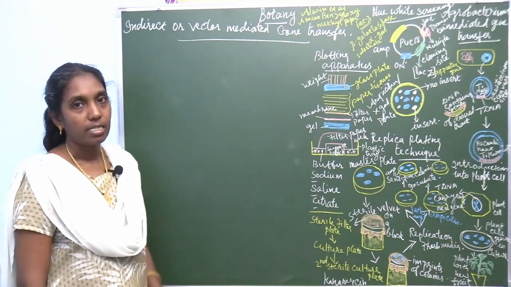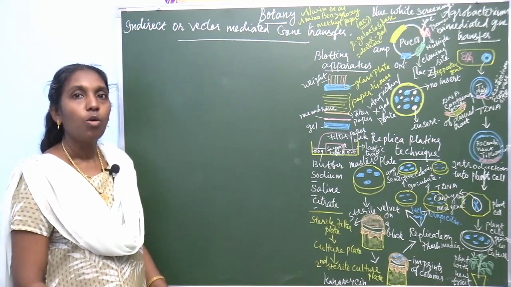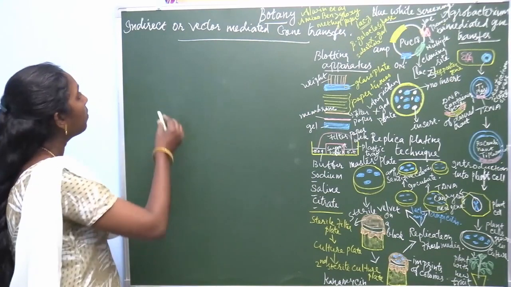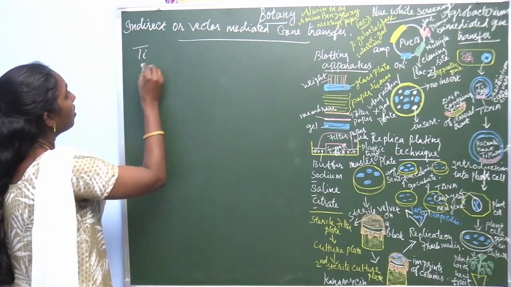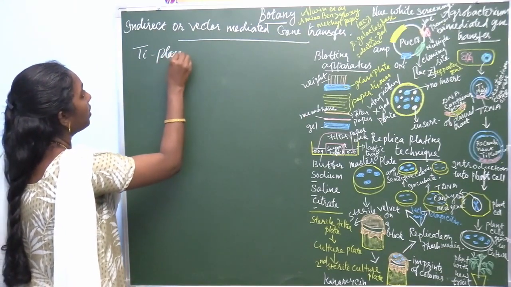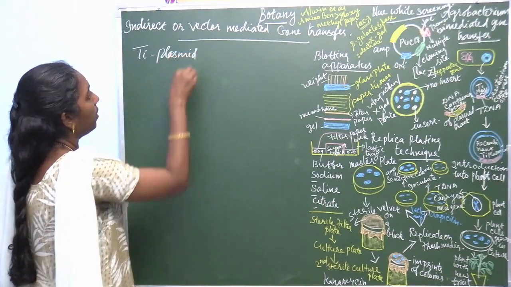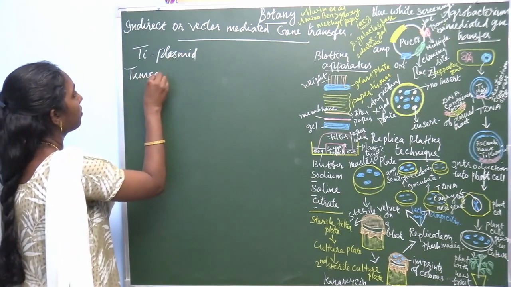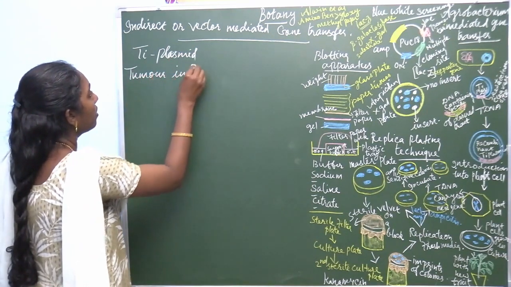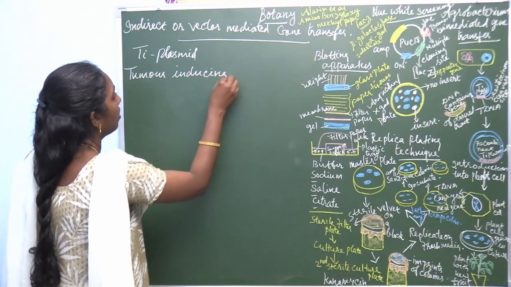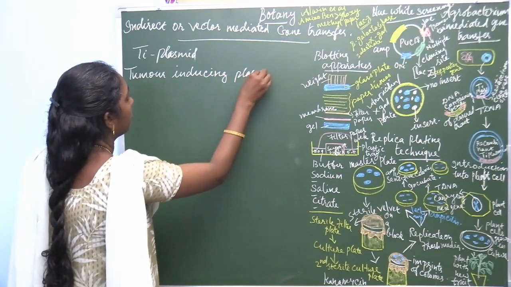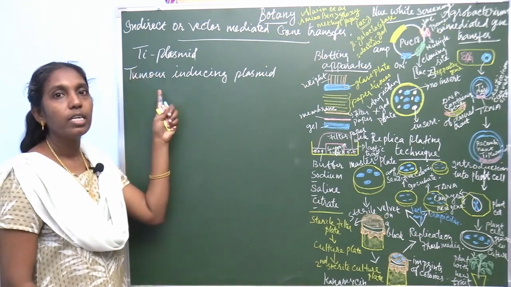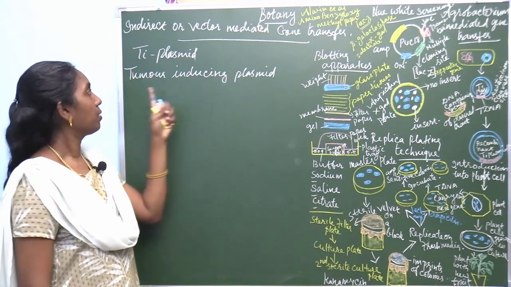Here, in the plant cell, many vectors are used, but in plants the Ti plasmid is used as the vector. The Ti plasmid is the tumor inducing plasmid.